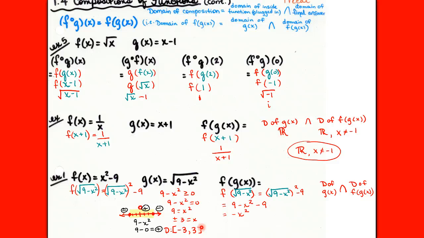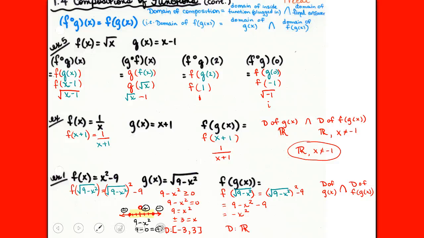Then I need the domain of my final answer. So my final answer was f of g of x, or negative x squared. So what would the domain of that be? All real numbers, right, because there's no chance of getting 0 in the denominator or negative under a square root. I don't have either one of those.